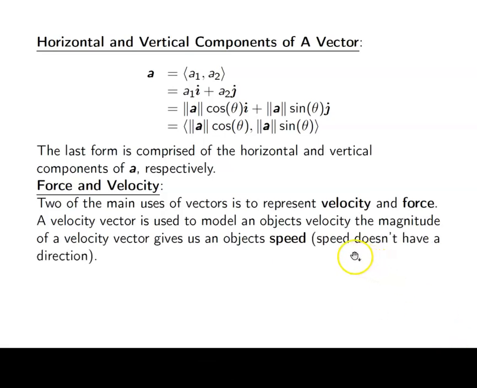So again, speed does not have a direction, so speed itself is not a velocity, but velocity does have a direction, and it does have a length, right? A lot of velocity, a little bit of velocity, and it moves in a certain direction. If I'm going a speed, right?